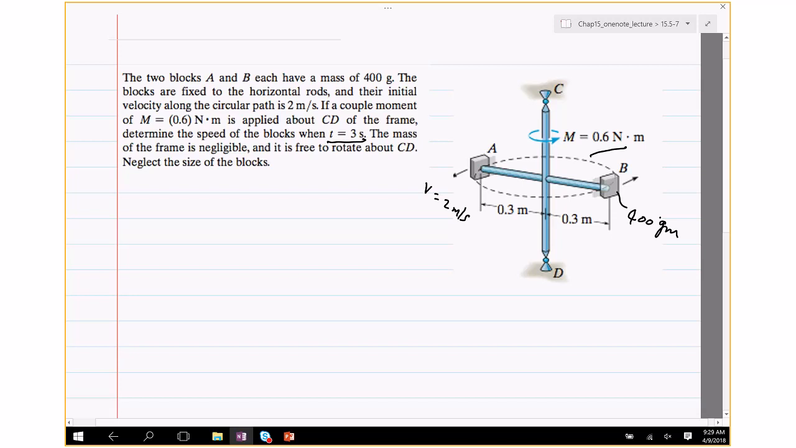Okay, so this thing is spinning at 2 meters per second. Then a force or a torque with a moment of 0.6 Newton meters is applied for 3 seconds. You're going to find the new velocity of the system. So again, in this particular chapter, the key thing to note in the questions is you will be asked to find speed as a function of time.